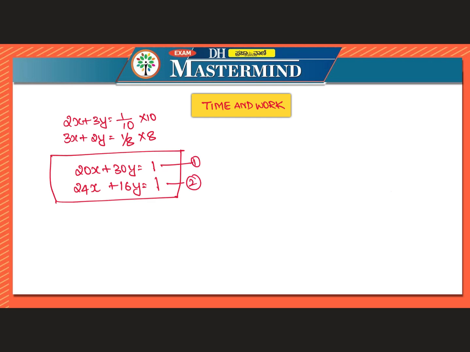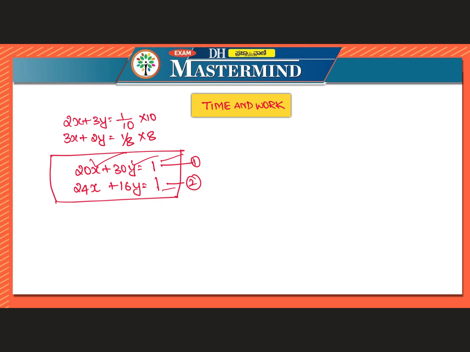While solving any two linear equations, we have to make sure that one variable is eliminated. So either x should get eliminated or y should get eliminated. Now let us proceed by solving for y. 20x plus 30y equals 1. 24x plus 16y equals 1. In order to eliminate x, let's do this.